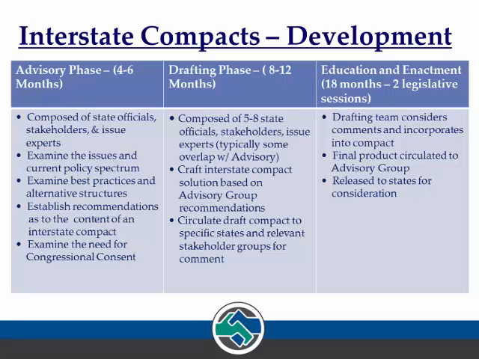Typically, the drafting phase, obviously the most important aspect next to adopting it, is making sure you have a sound document that's been drafted and vetted by the proper groups that are stakeholders involved in that process. And usually, and this is an optimistic forecast, we try to accomplish that within a period of a year. Sometimes it takes longer than that, depending on the complexity of the particular compact.